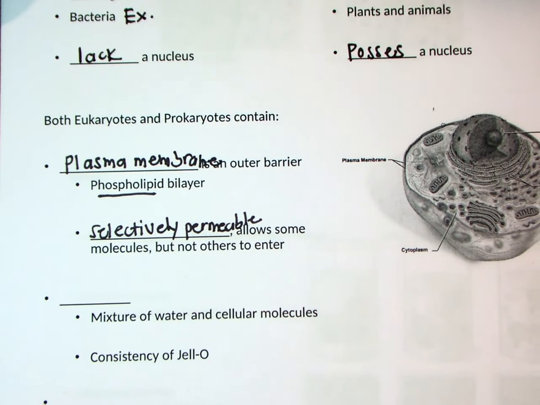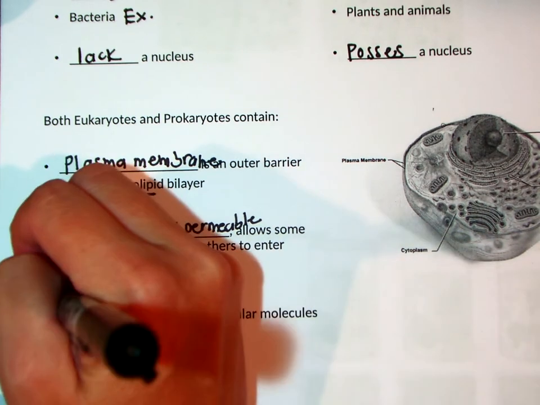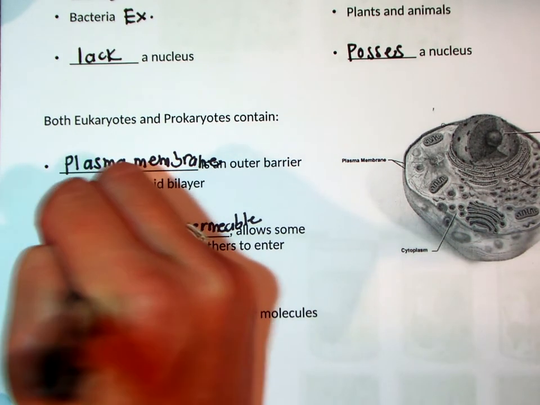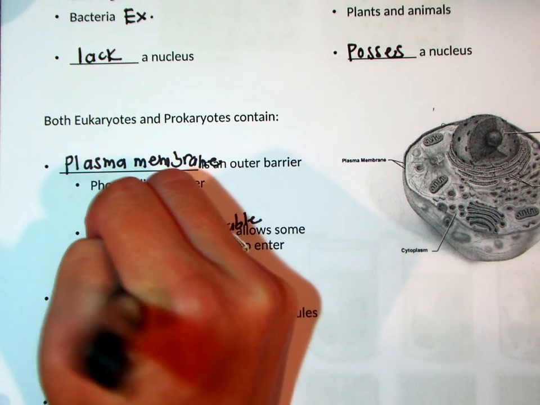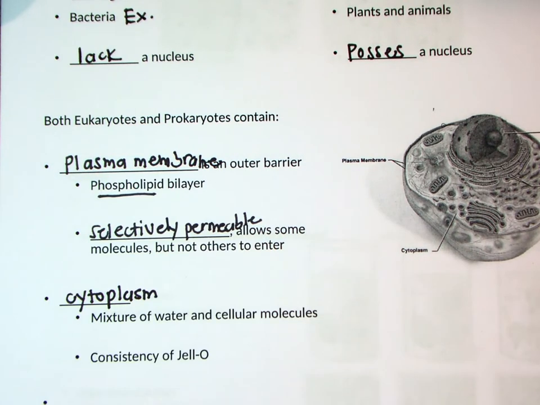And inside the cell, all this stuff floating around here, we have cytoplasm, which is a mixture of water and cellular molecules, and think of it as having the consistency of Jell-O.